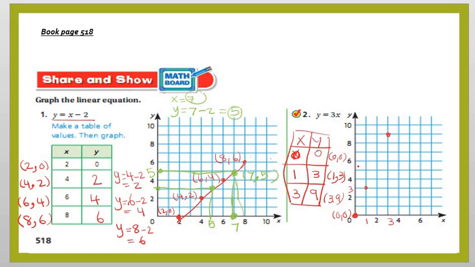So I'm going to connect these points together. It's very difficult to draw this straight line. So this line here is a solution for this equation. Any point on this line is a solution for my equation. Okay?